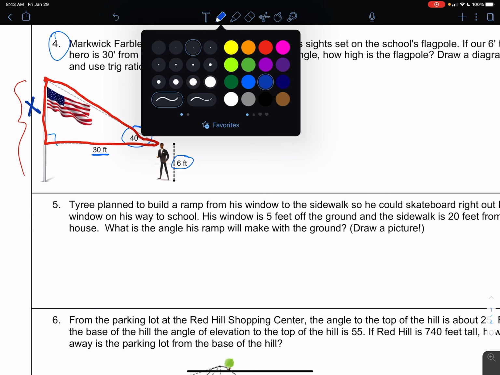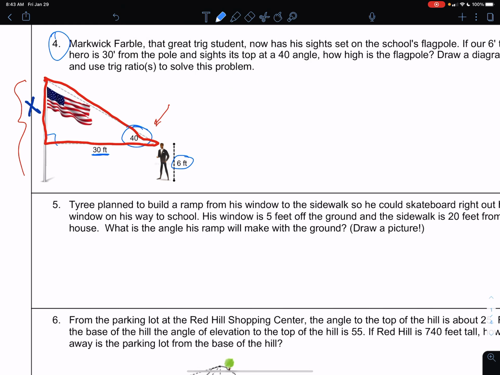Kind of the way we taught it in school was we circle our angle. So we circle the 40 degrees, and then we want to label this side either opposite, hypotenuse, or adjacent, whatever that might be. And then we want to label this side as well. And that will tell us which trig function to use.